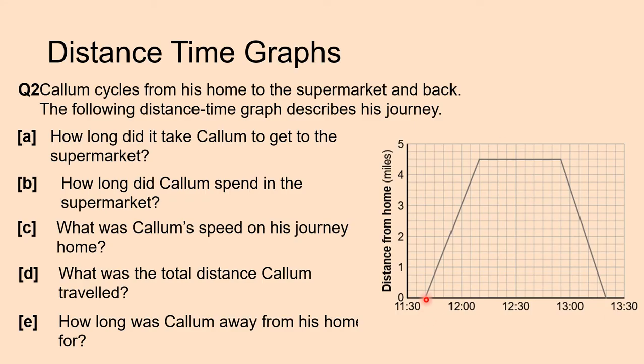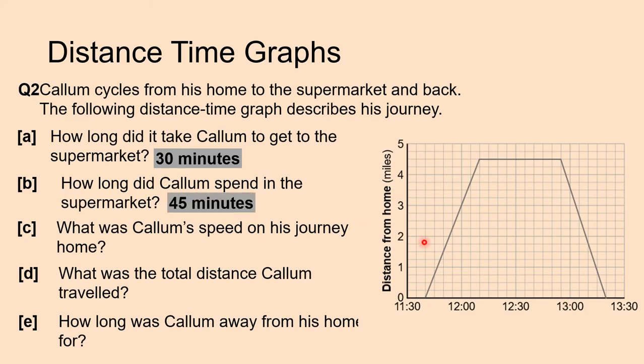So, he left at 11:40 because each 2 squares is 10 minutes. And he arrived at the supermarket at 12:10. So that's going to be half an hour or 30 minutes. How long did Callum spend at the supermarket? So from 12:10 until 1:55. So he spent 45 minutes.